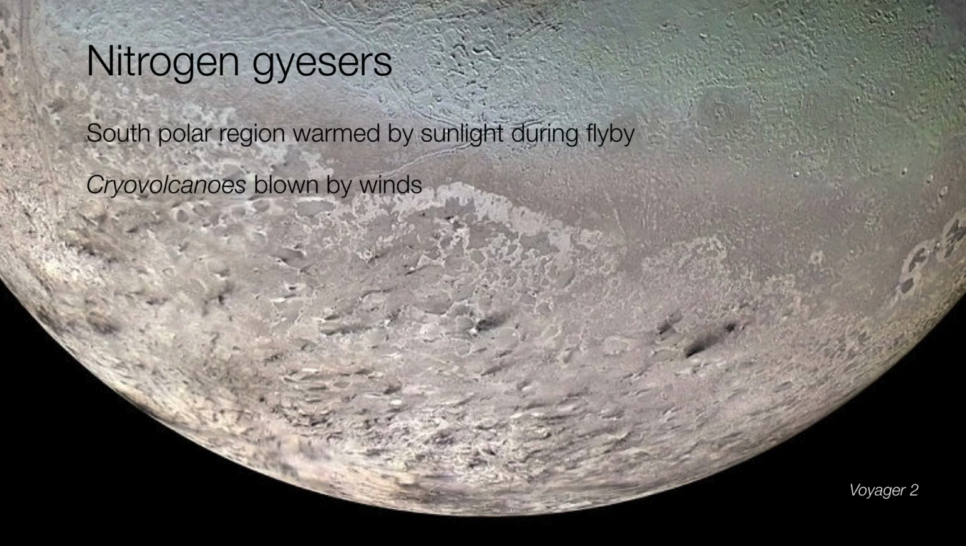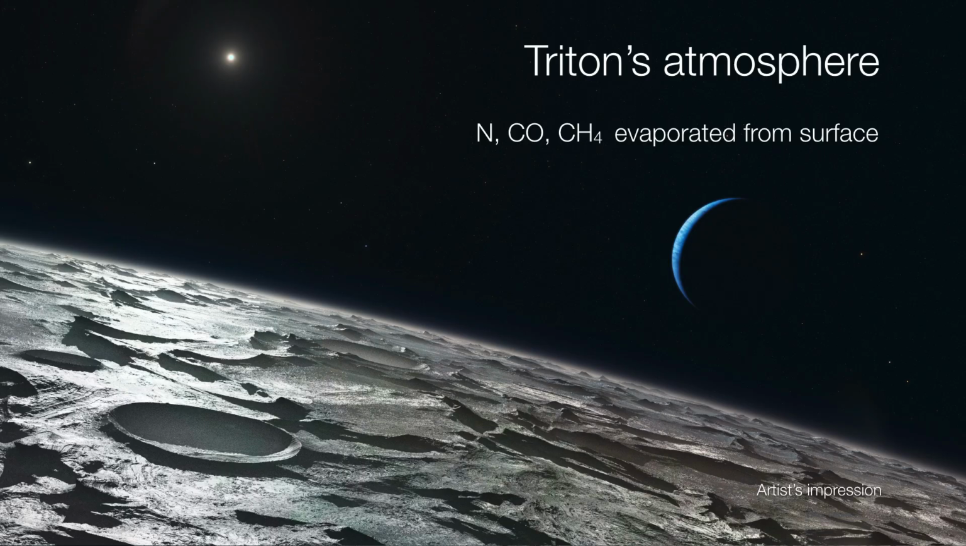So we're starting to see a little bit of geologic activity going on inside Triton. There's volcanism, albeit cryovolcanism, on Triton. And this does mean that Triton would have a very thin atmosphere, probably just surface ice that evaporates once it's warmed up by the sun.